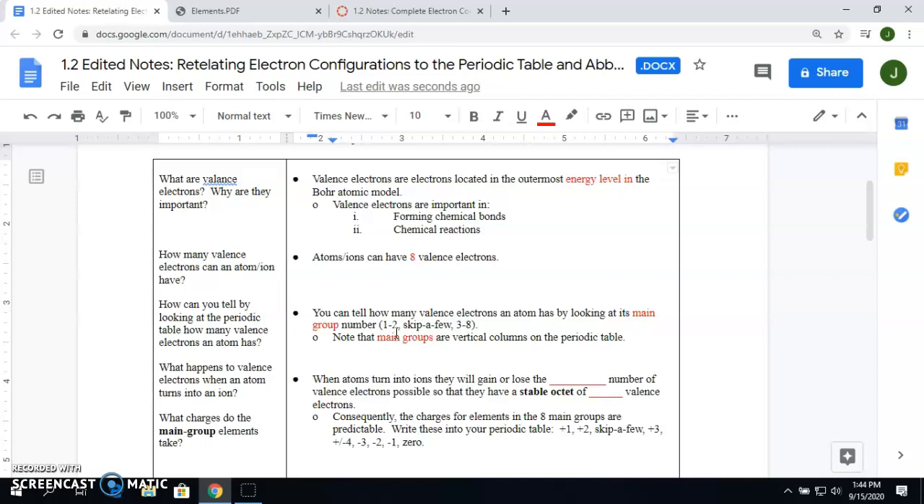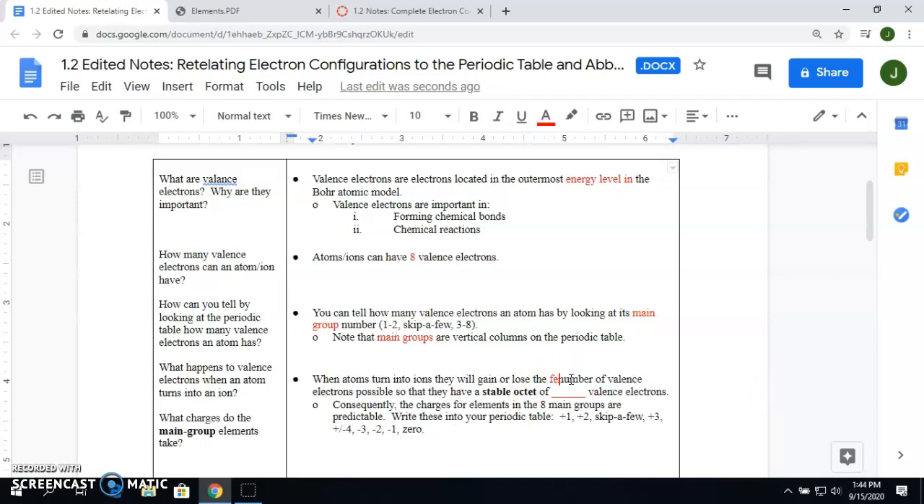Okay, what happens to valence electrons when an atom turns into an ion? I want to remind you, in the last unit, section 1.1, we learned that when atoms turn into ions, they gain or lose electrons, never protons. But now we're going to expand upon that definition, so just keep that in mind. When atoms turn into ions, they will gain or lose the fewest number of valence electrons possible, so that they have what's called a stable octet of 8 valence electrons.